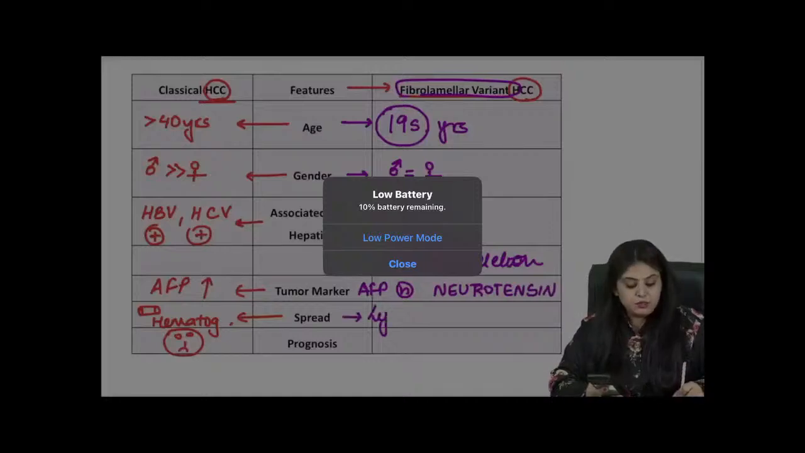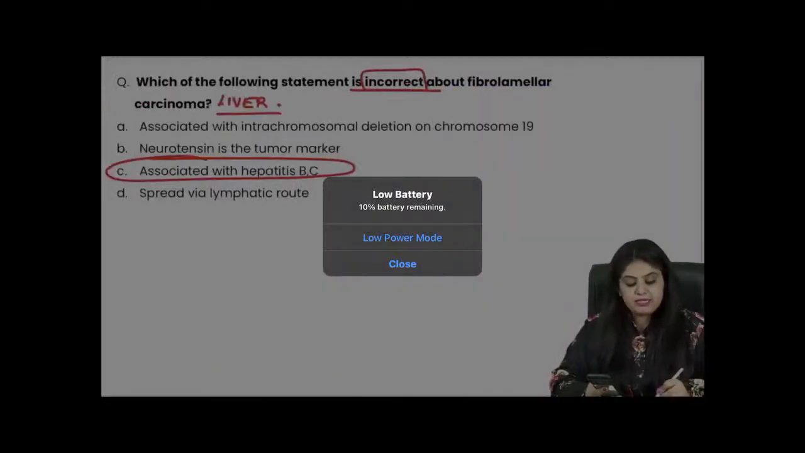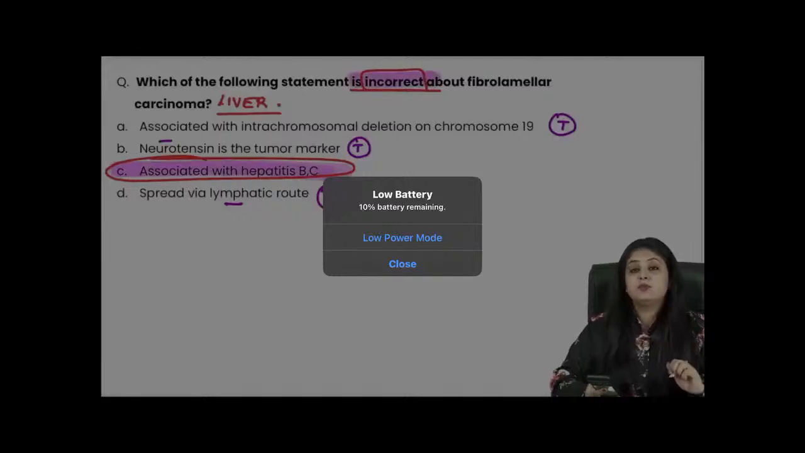Fibrolamellar variant, ma'am, everything is opposite. The age is going to be opposite, meaning this is going to happen in the 19s and 20s, a very young age. Gender, there's no male or female predilection, equal in all. Is it associated with hepatitis? It is not. In fact, it is going to be a chromosome 19 deletion. Everything in fibrolamellar is 19. Age is also going to be 19 years. Chromosome deletion is also 19.